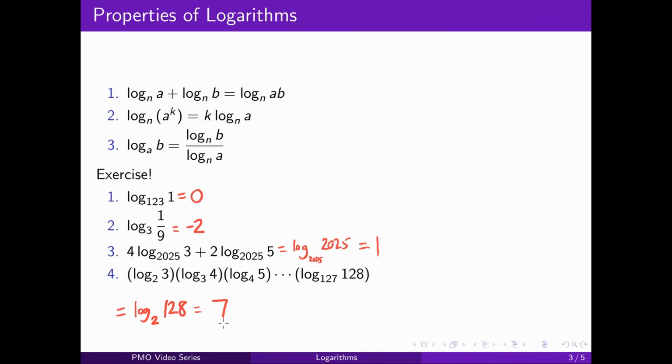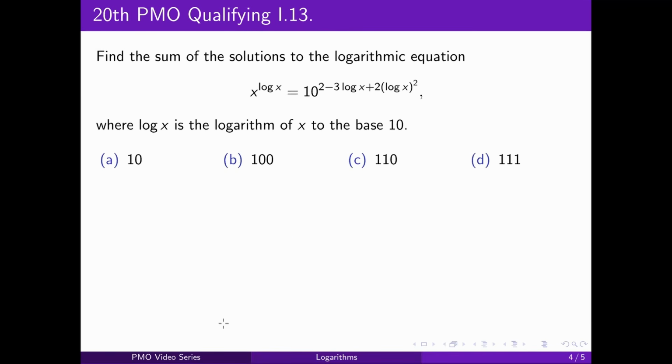And now we'll look at some more challenging questions from the PMO. Here's the first from the 20th PMO. Find the sum of the solutions to the given equation, where logarithm of x is the logarithm of x to the base 10. So in the high school context, if there is no explicit base given, you implicitly take this to be base 10. And as usual, please pause the video and try this out on your own first.